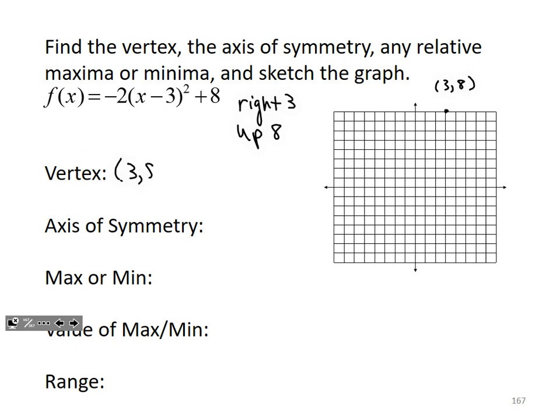So that is just your old transformations that you know. Minus moves it right, plus moves it up. So I went right 3 and up 8, so I immediately have my vertex.